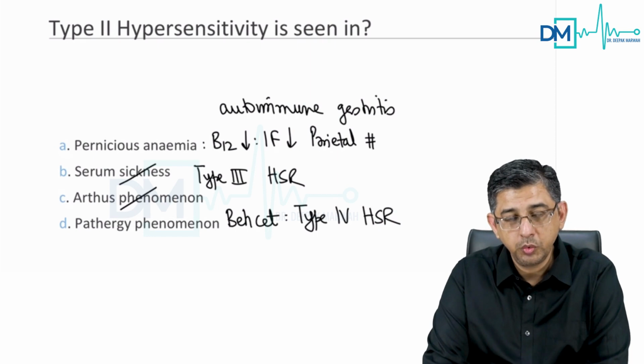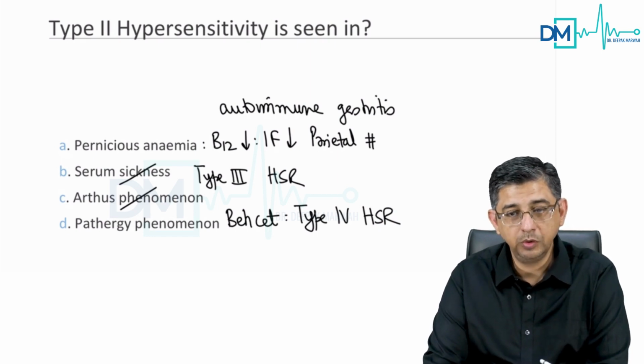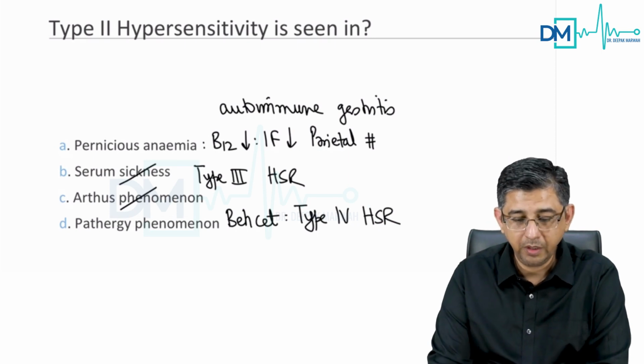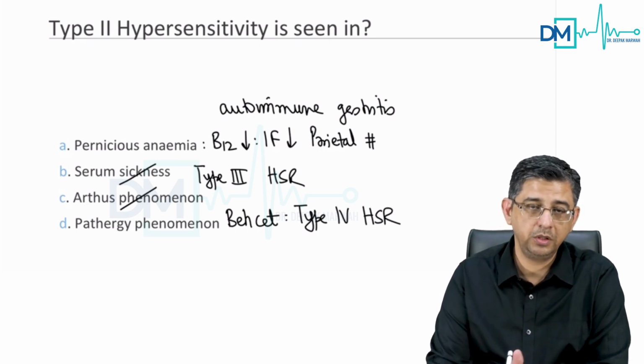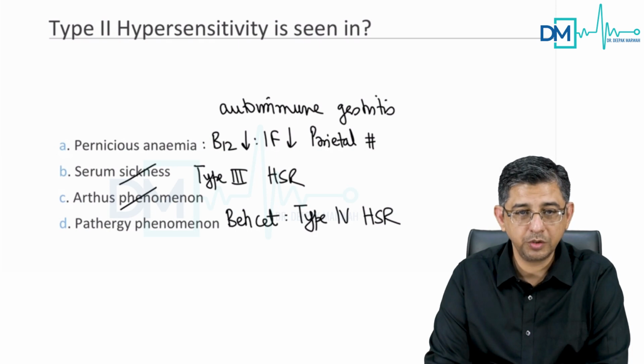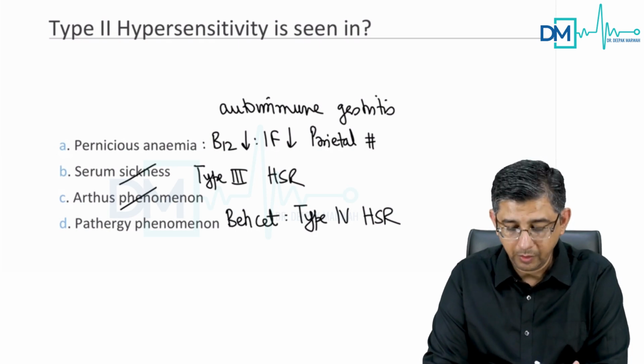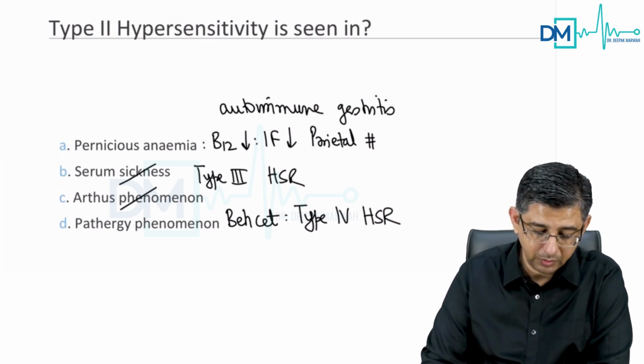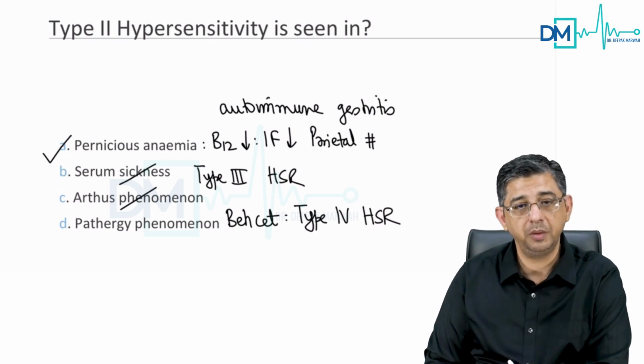I would suggest you read the table from either the solutions book or your coaching notes, whatever you find comfortable. But every year there's a question, every session there's a question on the types of hypersensitivity reaction. So I would definitely like you to read about it. And the correct answer to this question is A, that is pernicious anemia.